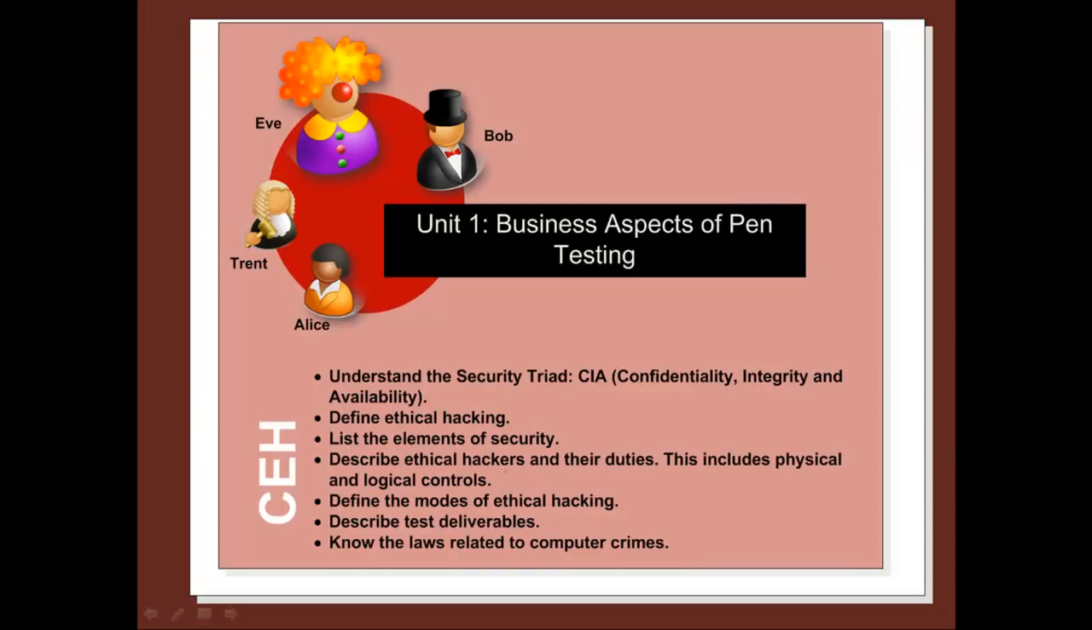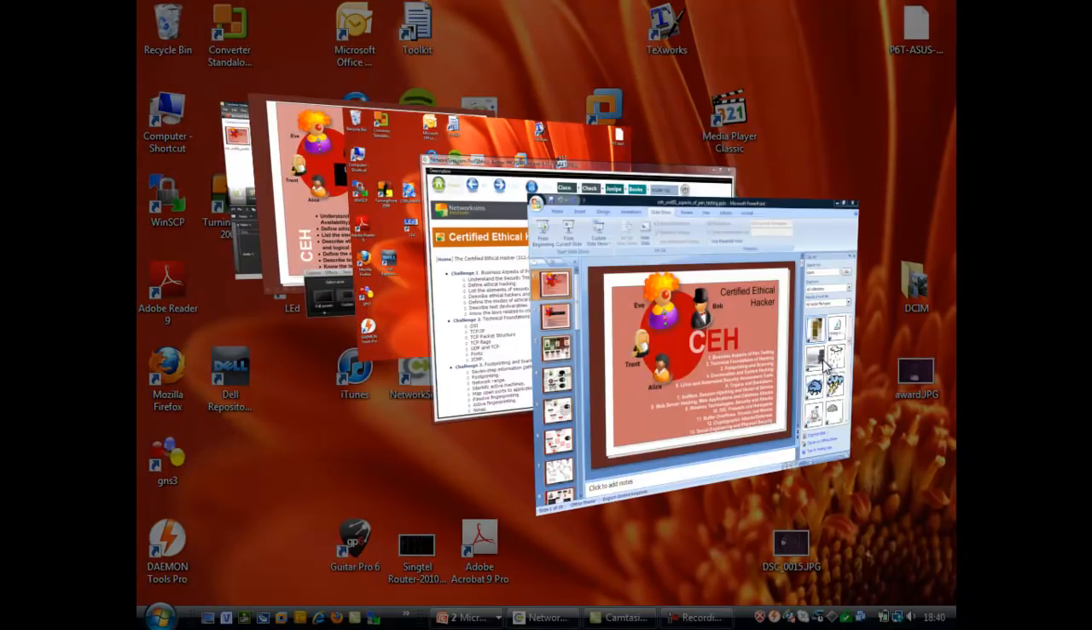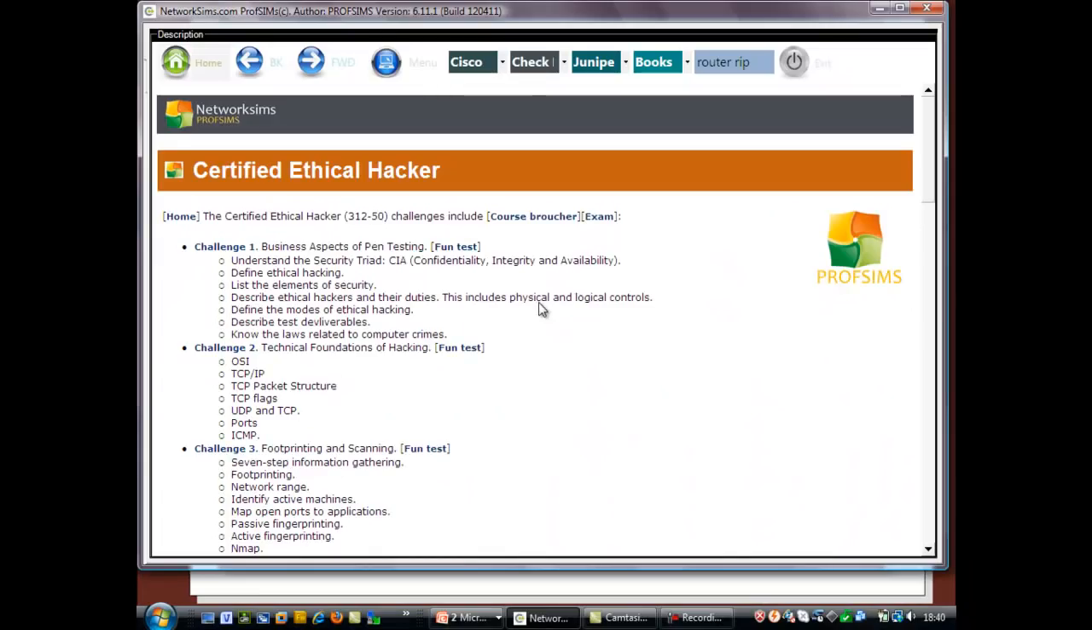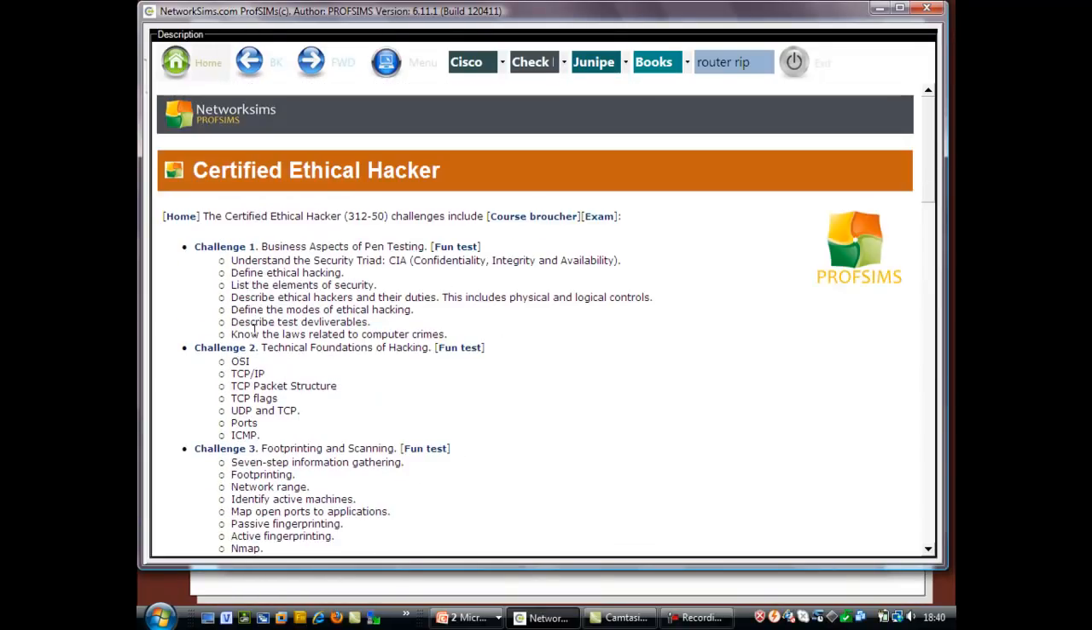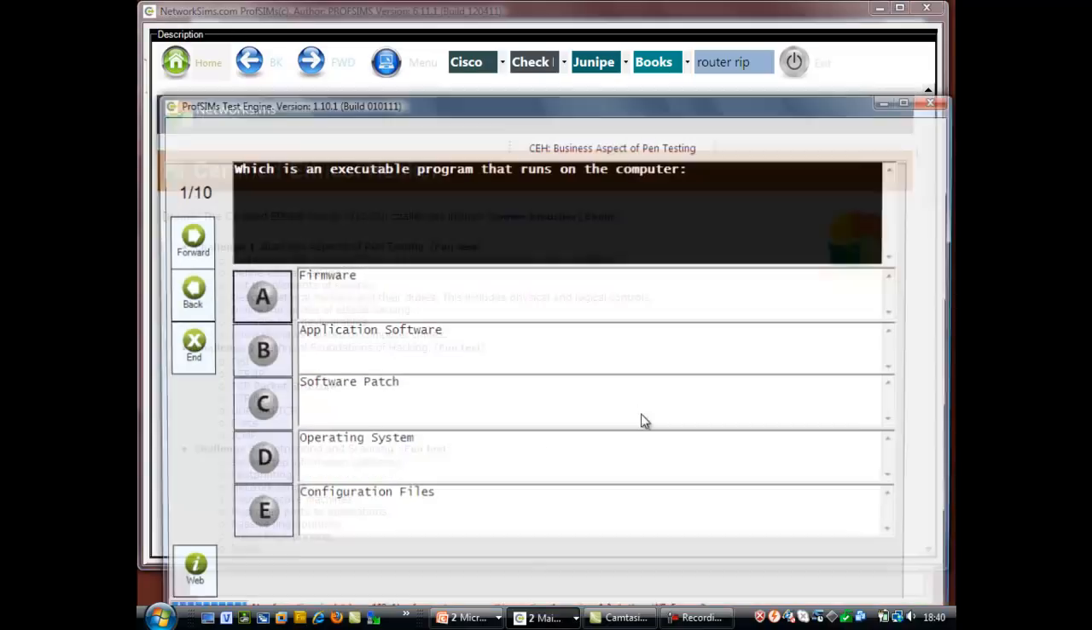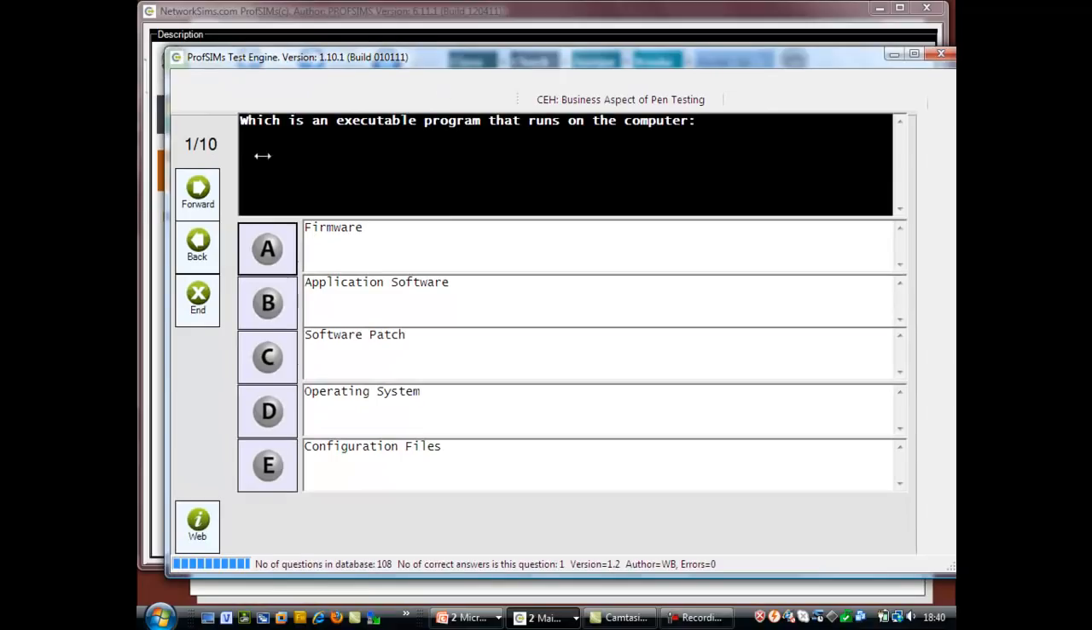Okay, so that's outlined some of the basic areas around Unit 1. Okay, so let's now go and take one of the tests. There's a number of tests that we can actually take. So we could try the first challenge. You'll find there are approximately 10 questions, and they should change each time.